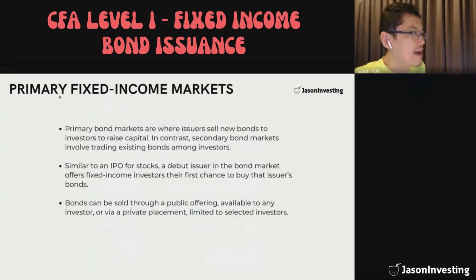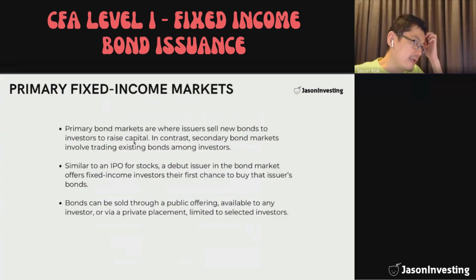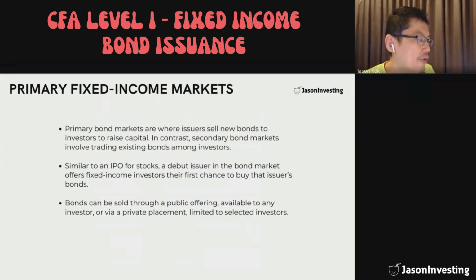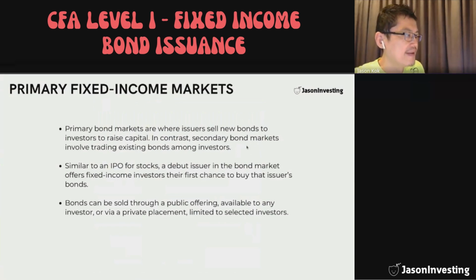Now, there are two types of fixed income markets, primary and secondary. Just like stocks, primary bond markets are where issuers sell new bonds to investors to raise capital. For equity, it's raising capital from shareholders, while for bonds, it's borrowing money from bondholders. The difference between bonds and loans is that a bond is a standardized instrument, and you can easily trade it in the secondary market, which is why we have a secondary market in place.